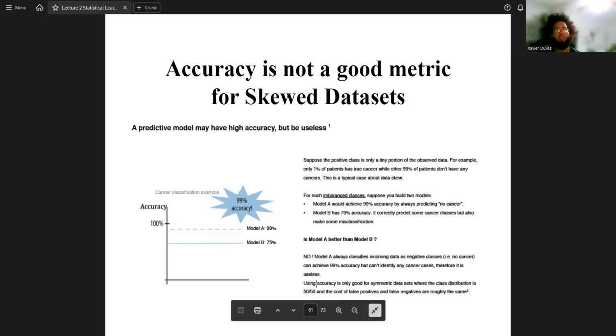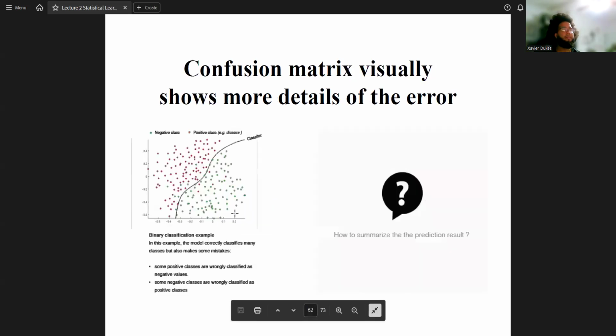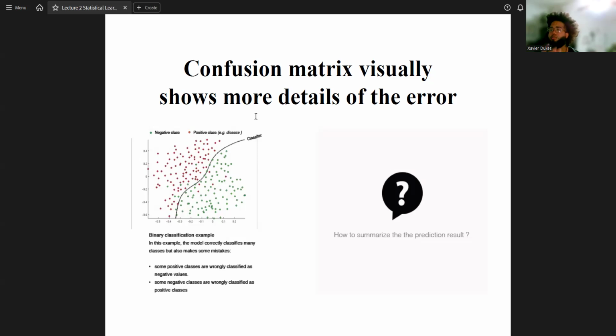Using accuracy is only good for symmetric data sets where the class distribution, where the categories, are 50-50, and the cost of false positives and false negatives are roughly the same. Here we'll get into a confusion matrix. It shows more details; it's merely a visual representation of true positives, true negatives, false positives, false negatives.